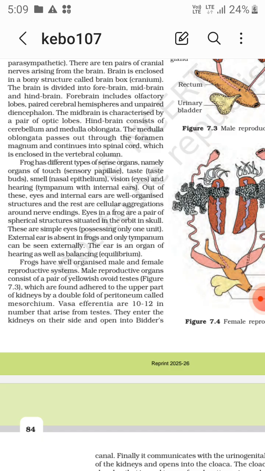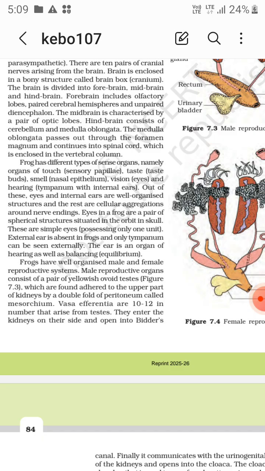What are they? Cellular organization just around the nerve endings, the organs of touch, that is sensory papillae, then taste, that is taste buds, then smell, that is nasal epithelium. Okay, so that's all. Three of them are just the cellular aggregations.